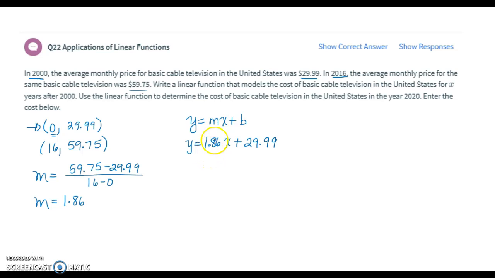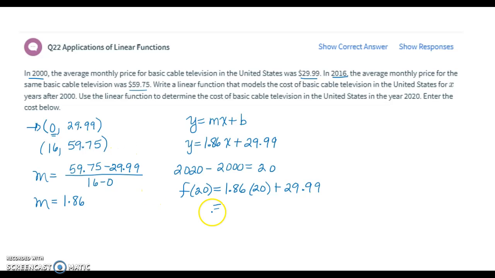So to figure out the cost of the basic cable TV in the year 2020, well, 2020 is how many years after 2000? It is 20 years. And so if we evaluate the function at 20, we will get the answer to this problem. So we need to do 1.86 times 20 plus 29.99, and that is $67.19.